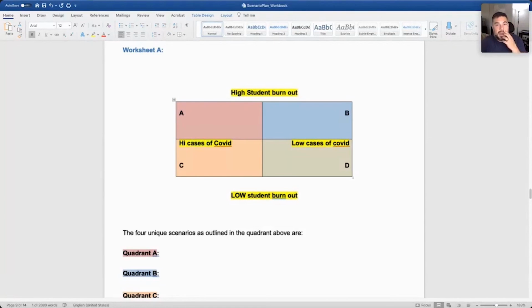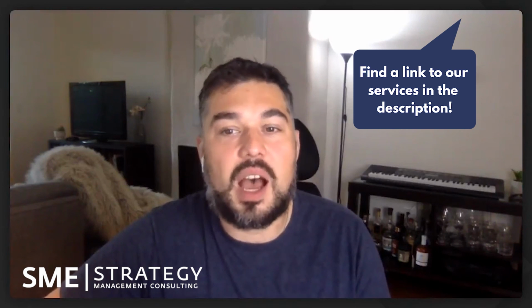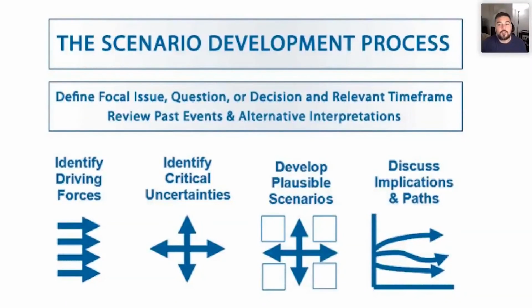So I just wanted to share that as a tool. I think it's an awesome tool to be able to manage what you're trying to accomplish. I think doing it as a team is extremely valuable, and understanding those implications is going to be key for you to make better decisions as a team. Identify the driving forces, identify the critical uncertainties, basically pick two from that entire list, develop the plausible scenarios within that, and then discuss the implications and paths for how that's going to impact what you do.